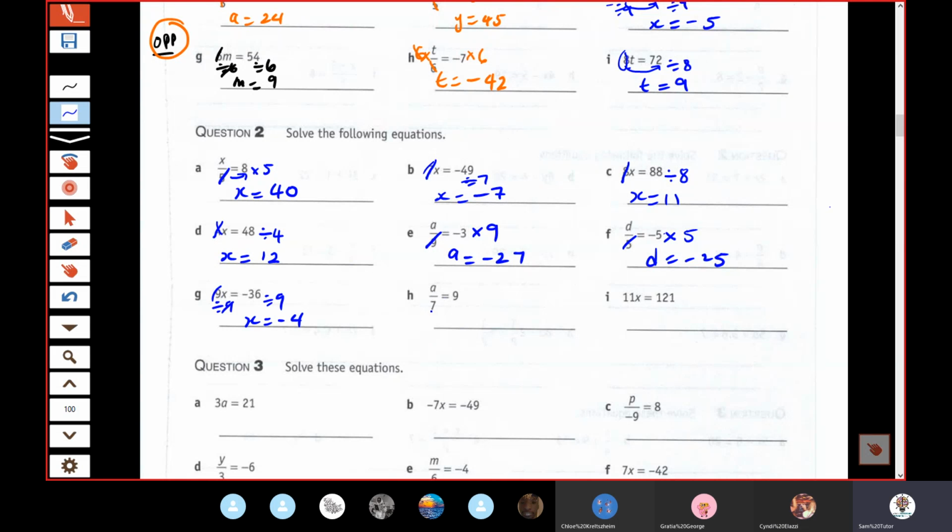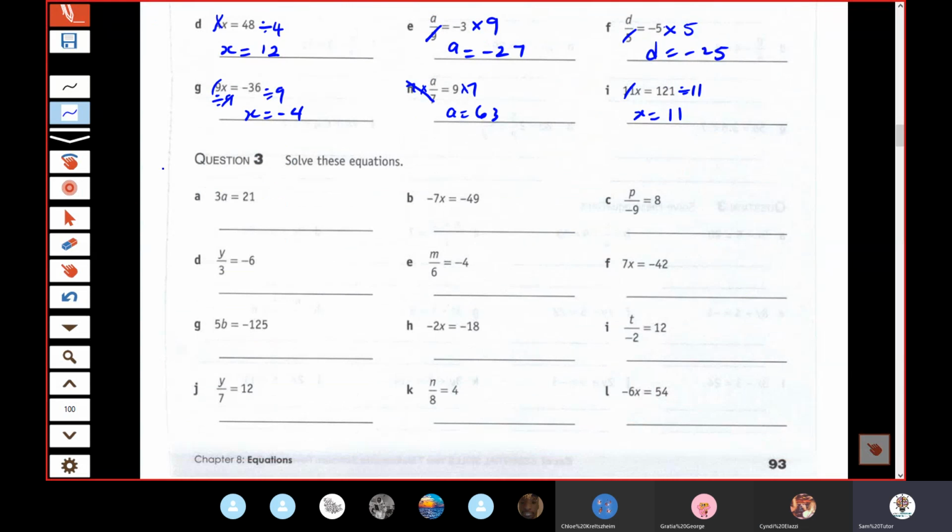And Adele, how do I get rid of the 7 here? Divide. No, by 9. Is divided. Oh, times. Yes. So you got times 7, which means a equals 63. Again, divide by 11. X equals 11. All right.